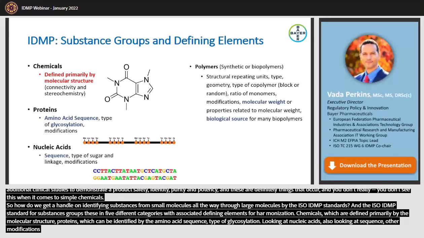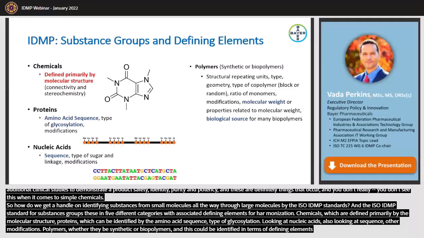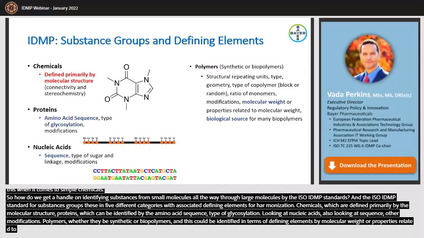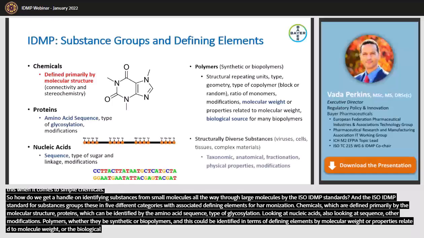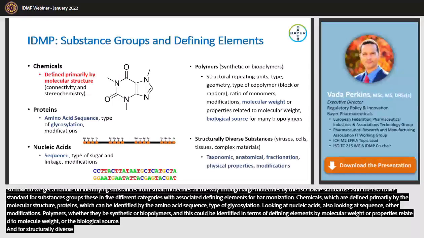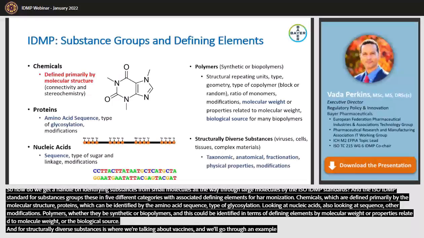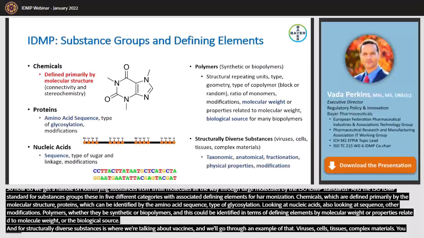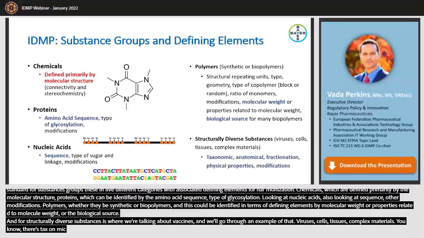Polymers, whether they be synthetic or biopolymers, and this could be identified in terms of defining elements by molecular weight or properties related to molecular weight, or the biological source. And for structurally diverse substances is where we're talking about vaccines, and we'll go through an example of that. Viruses, cells, tissues, complex materials. There's taxonomic, anatomical elements, other physical properties that really play into that.